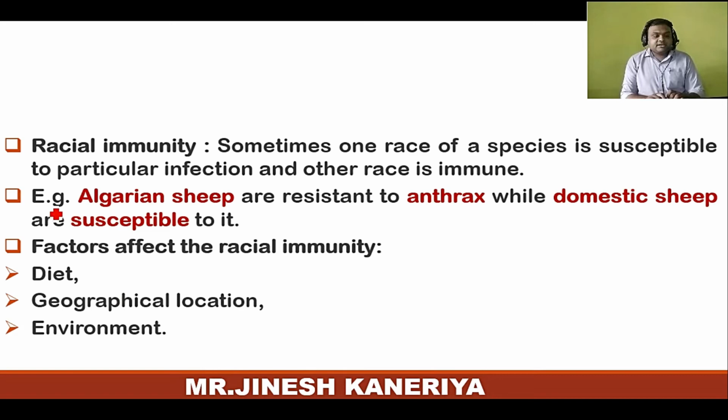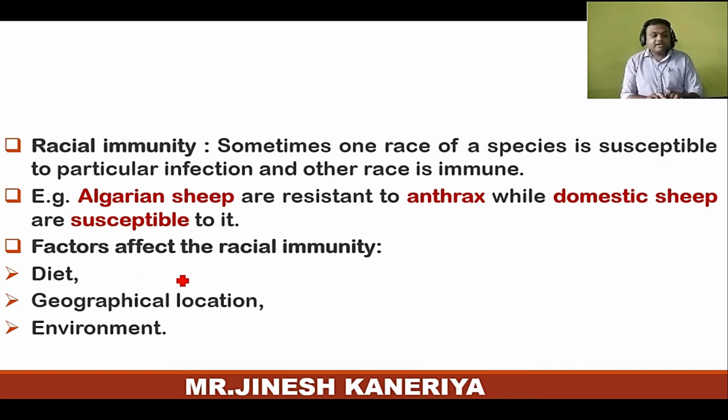Next one is racial immunity. Sometimes one race of a species is susceptible to a particular infection and other races are immune. The best example of racial immunity: Algerian sheep are resistant to anthrax, while domestic sheep are susceptible to it. These sheep are the same species, but the regions are different. In this case, the availability of infection conditions can be changed.